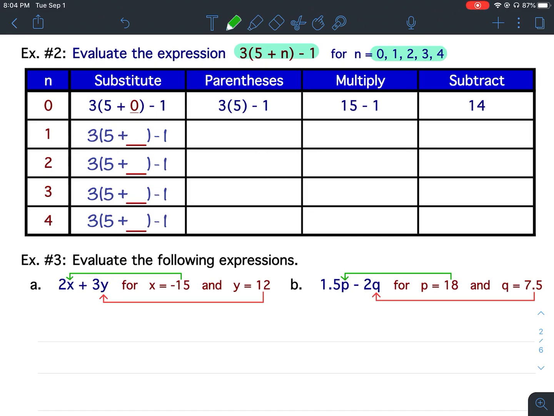So I'm going to take the values 1, 2, 3, and 4, and I'm going to plug it in. So this will be 1, 2, 3, and 4. If you need to, take a moment, pause your video, and get all that written down.